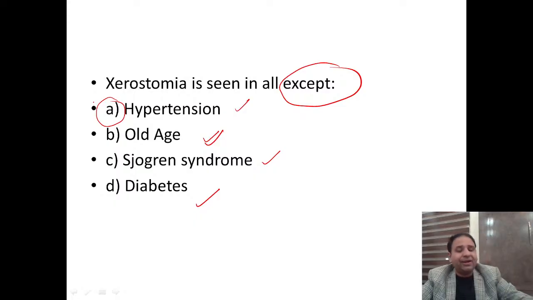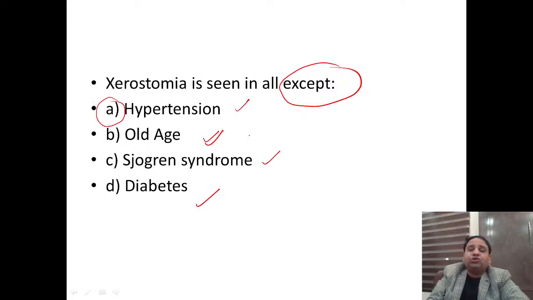That is okay. But if I relate, I will say that if a patient has hypertension, the patient must be on antihypertensives, so the patient should have xerostomia. In old age, salivary function definitely reduces, so xerostomia is there. Sjogren syndrome is definitely related with xerostomia, and even diabetes is related with xerostomia. Patients with diabetes have xerostomia, plus anti-diabetic drugs also lead to xerostomia. So for me, all the 4 options are correct.